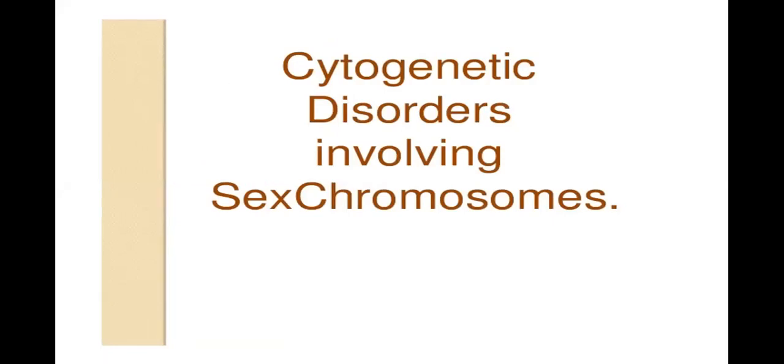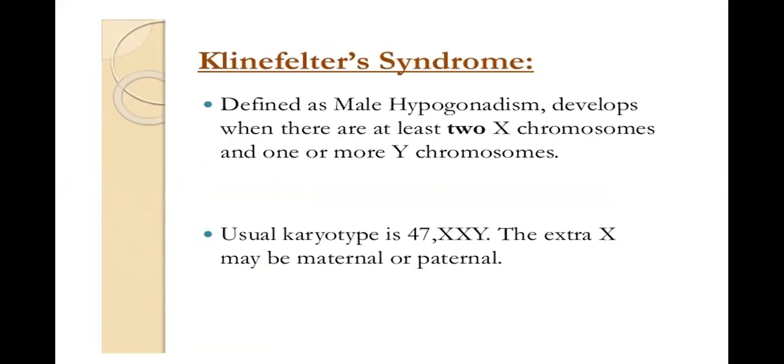Okay. Next are the cytogenetic disorders involving the sex chromosomes. Klinefelter syndrome. In Klinefelter syndrome, this is defined as male hypogonadism. It develops when there are at least 2 X chromosomes and 1 or more Y chromosomes. The usual karyotype is 46XXY. The extra X may be maternal or paternal.